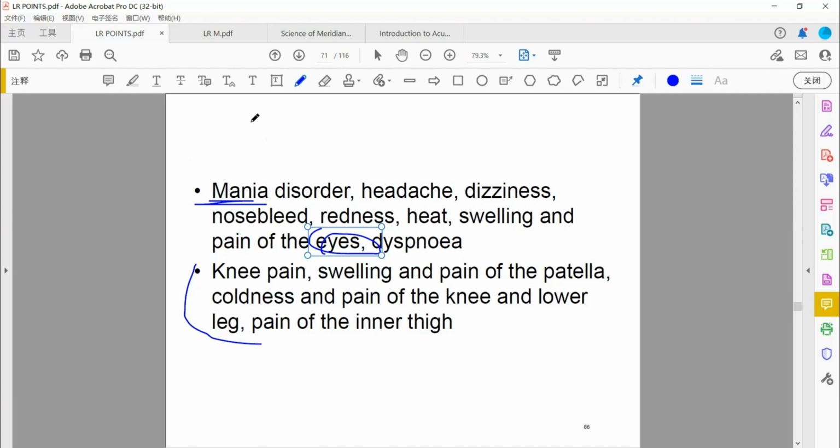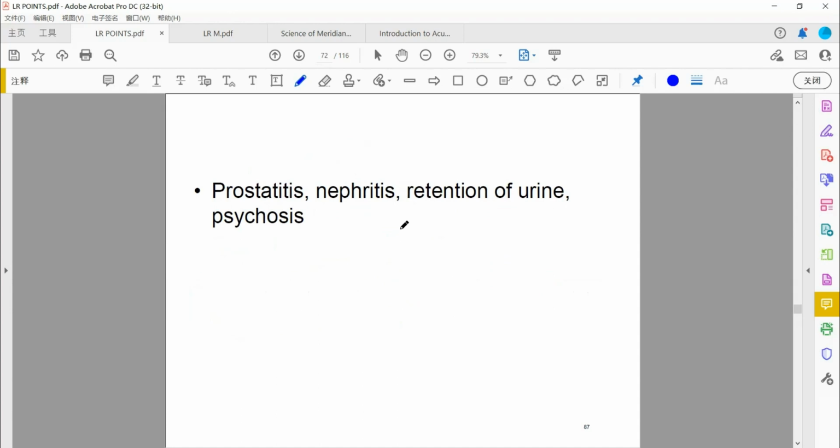And usually the heat will disturb the heart mind. Right? One is the heat, one is the flame, to affect the heart mind. And here I always talk about the heat, red. What that means is, if the heat disturbs the heart mind, you can use this one. The heat probably comes from the liver fire. Prostatitis, nephritis, retention of urine, psychosis. Okay.